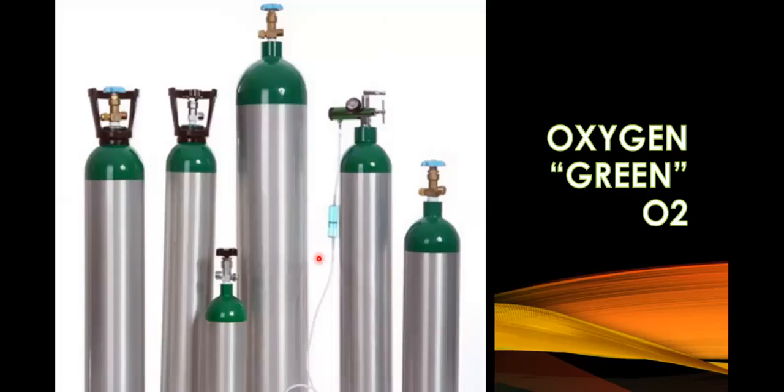All right, oxygen cylinders. These are just some different types. We have several different types of oxygen cylinders, but you see how it's green at the top? That's for oxygen. Green means oxygen. In the United States, what color is it in Europe? White.